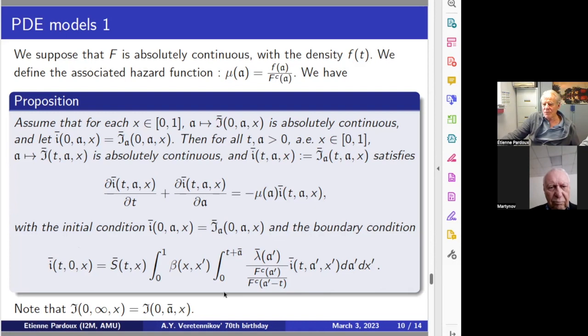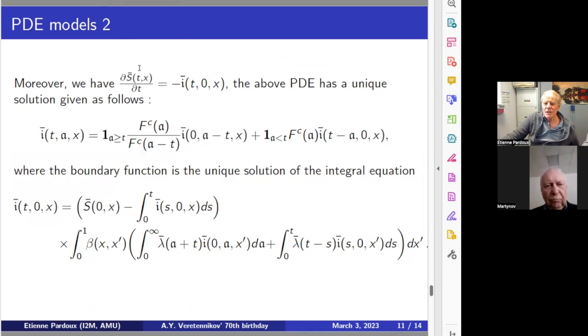By the way, I have assumed there is some A bar here because I have assumed that initially infected individuals have a maximum age of infection. So this is our result. And moreover, it's sort of obvious that minus I bar of t, 0, x, the flux of infectious with infection age 0, is just the minus derivative of S bar of t, x.